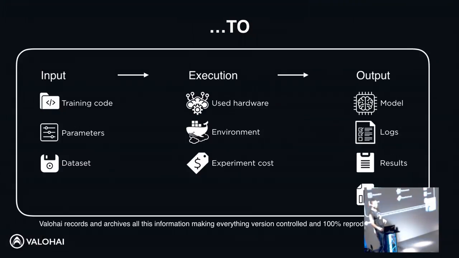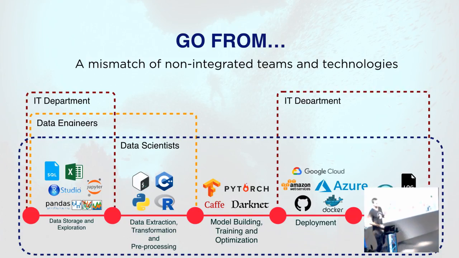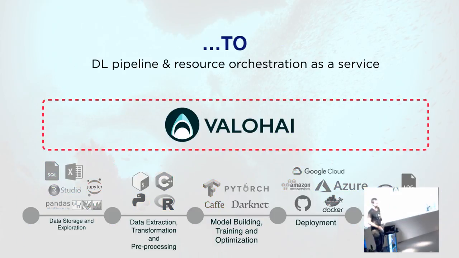From this picture to this picture, so everything is automatically version controlled. You don't have to explicitly take version control snapshots of every training run. Everything is version controlled. We want to take you from this picture to this picture, have orchestrated pipelines, just like these big company internal tools are doing.